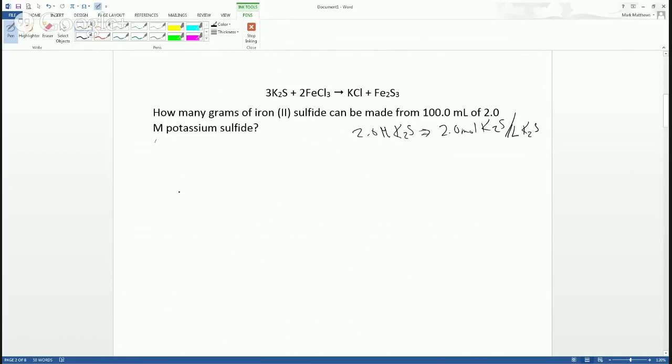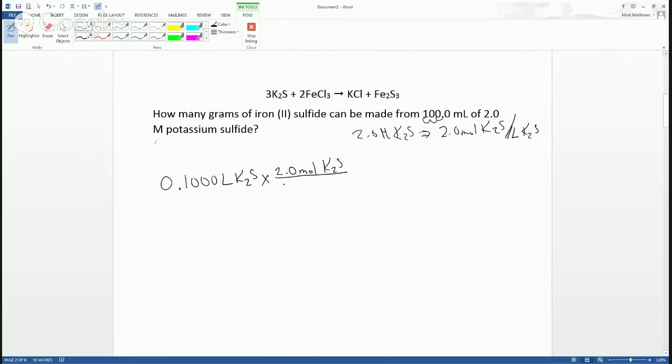So we start with the amount given. In this case, we're given 100 milliliters. I'm going to cheat a bit and just convert that to liters, because most folks by this point know the little trick of moving the decimal over 3 places to go from milli to base. So to take that and convert it to moles, we use the molarity. So again, 2 molar means you have 2 moles of the stuff for every 1 liter of this stuff.